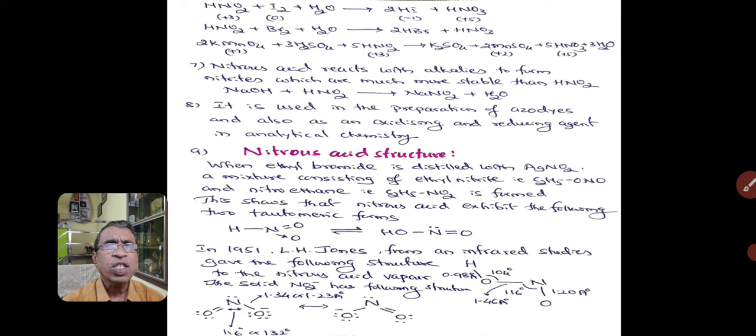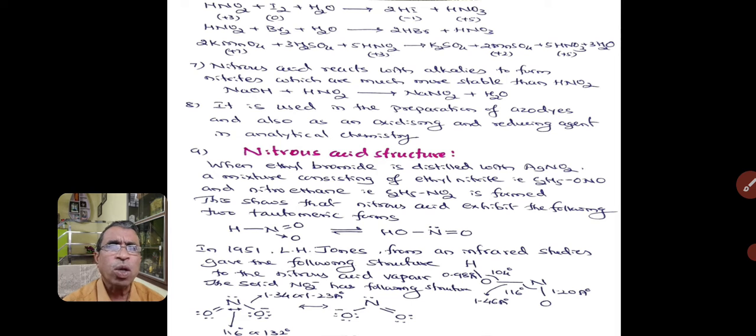Nitrous acid reacts with alkalis to form nitrites, which are much more stable than nitrous acid. Therefore, it is an acid-base reaction. Nitrous acid reacts with NaOH to form sodium nitrite and water. It is used in the preparation of azo dyes and also as an oxidizing and reducing agent in analytical chemistry.